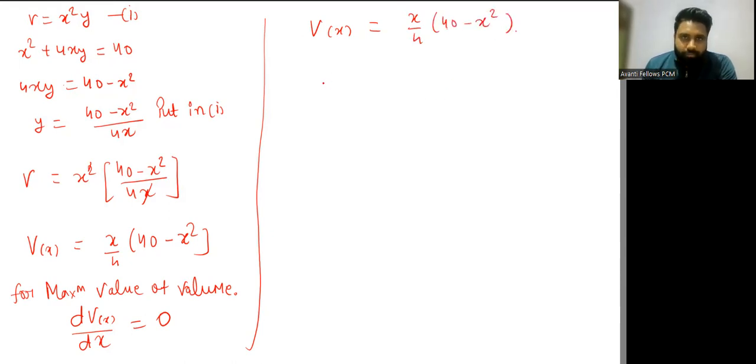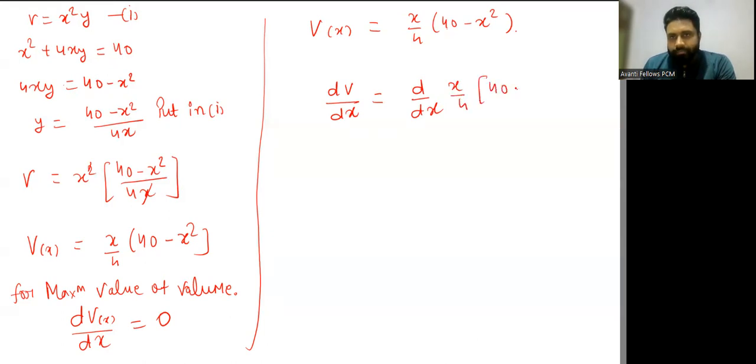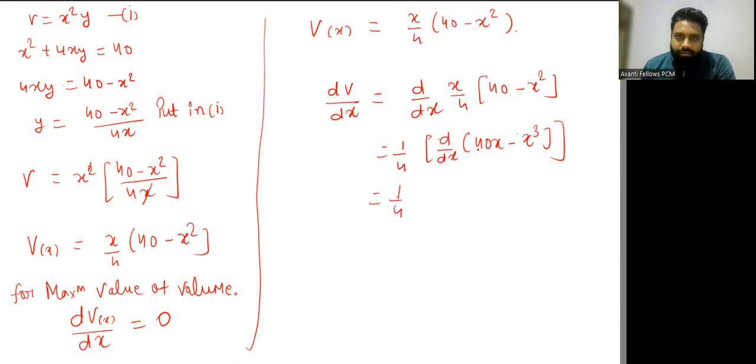Okay. Now dV/dx is equal to d/dx of x/4 (40 minus x square). You take 1/4 outside because it is a constant quantity and differentiate this term. So you have d/dx of (40x minus x cube). Now 1/4 d/dx of (40x minus x cube) will be 40 minus 3x square.